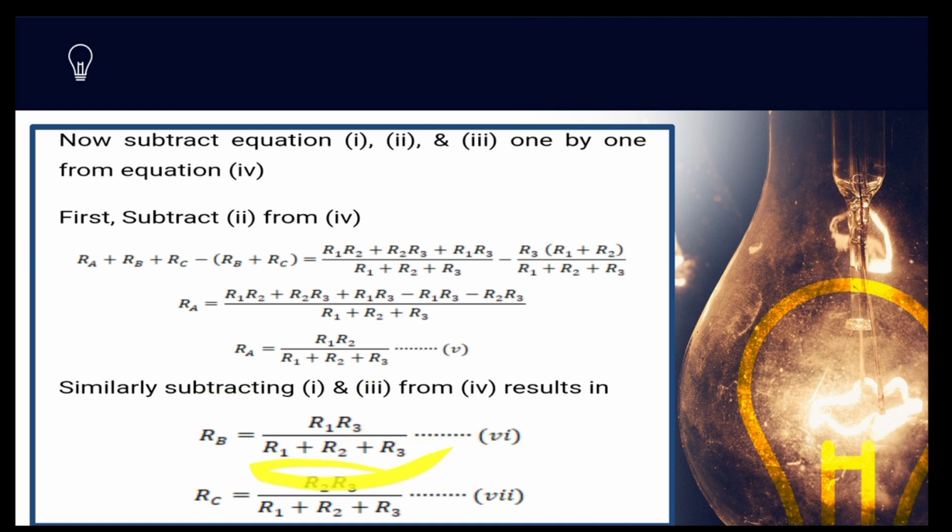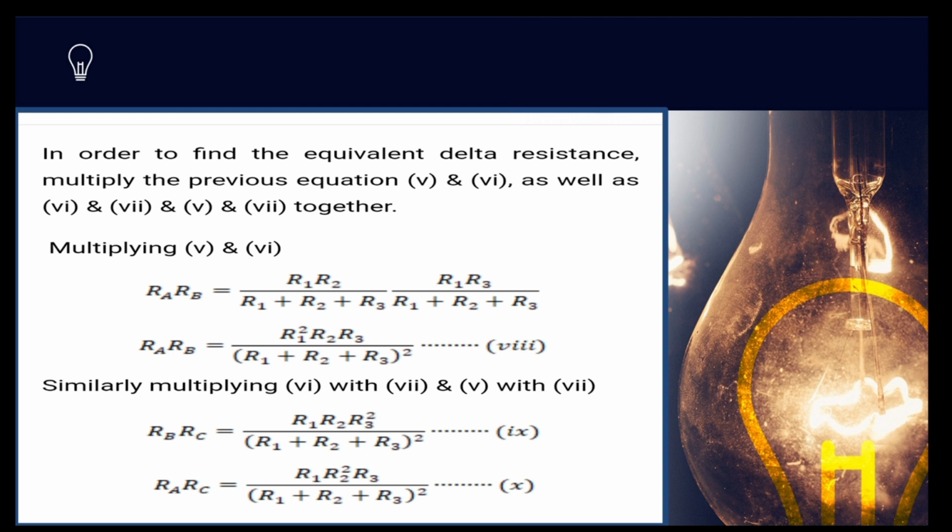This is the delta network into star, but what we require is star into delta. By using these three equations, we will try to get the delta network in terms of the star network. In order to find the equivalent delta resistance, multiply the previous equations as I marked here.